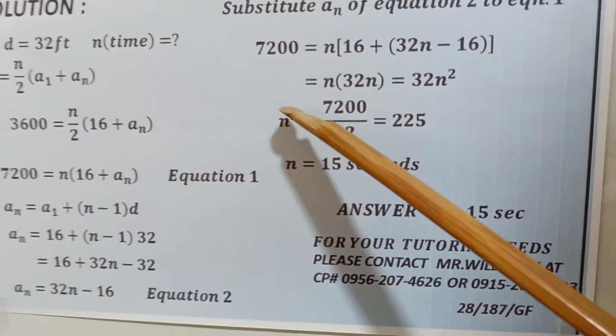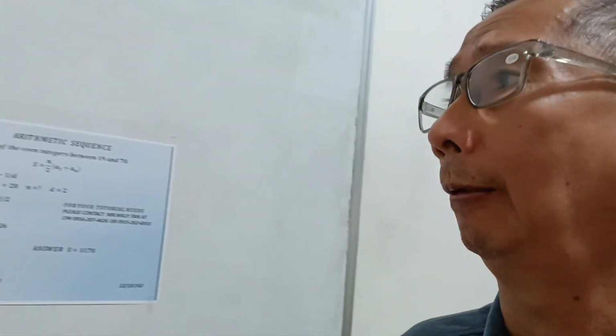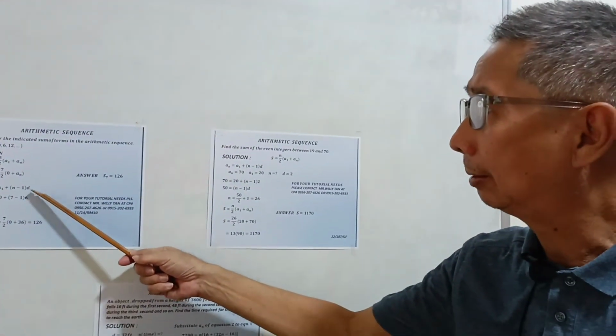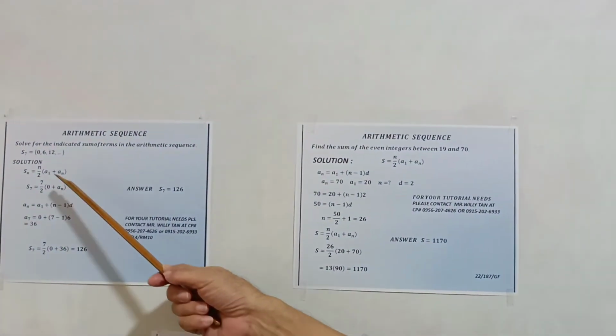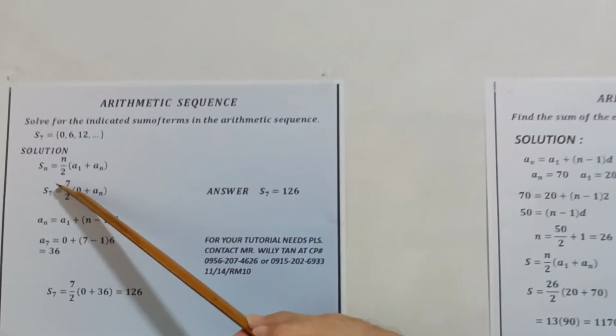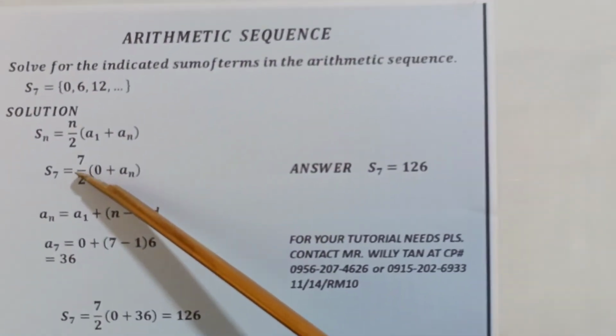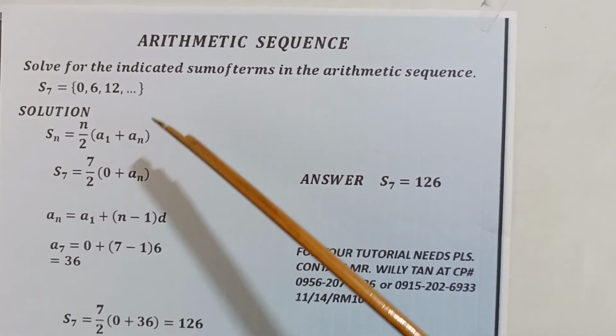So that's it, no? That's how we're going to deal with arithmetic sequence, using the two most common formulas: a sub n is equal to a sub 1 plus the quantity n minus 1 times d, and the other one is S sub n is equal to n over 2 times the quantity a sub 1 plus a sub n.